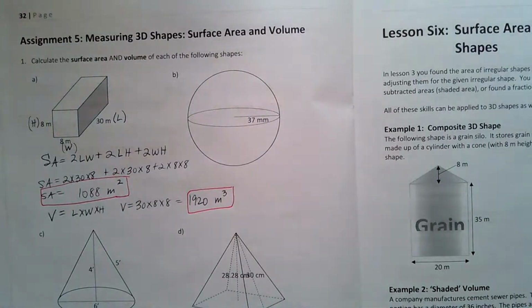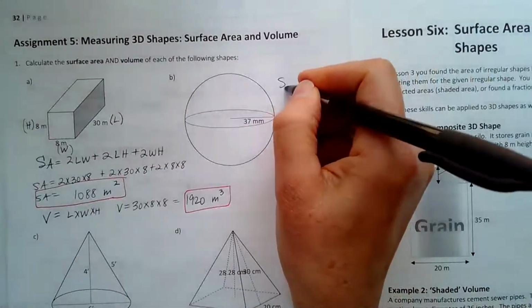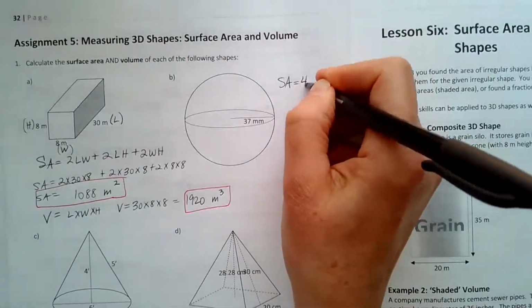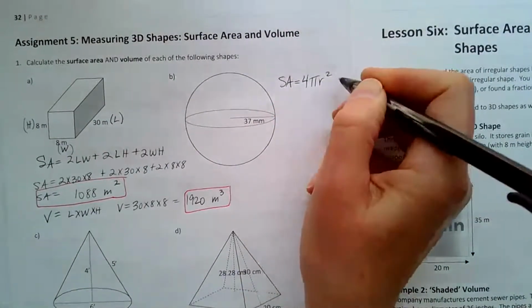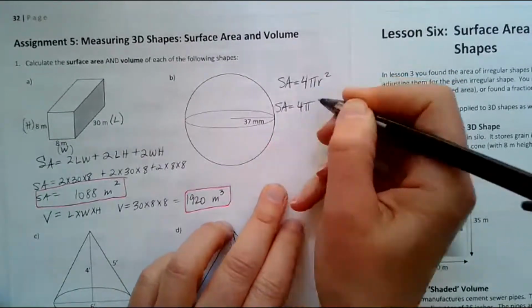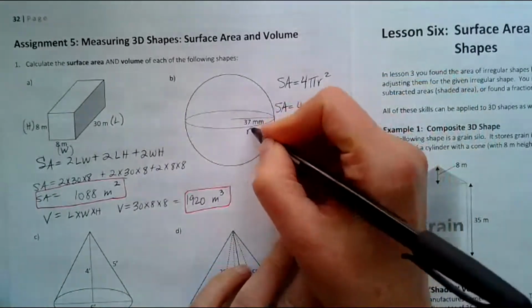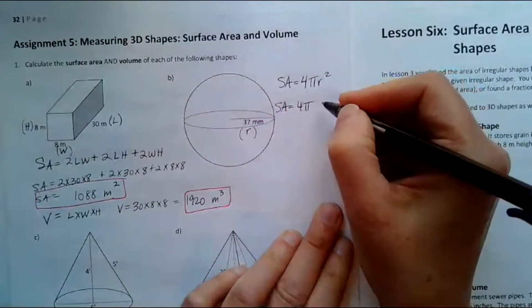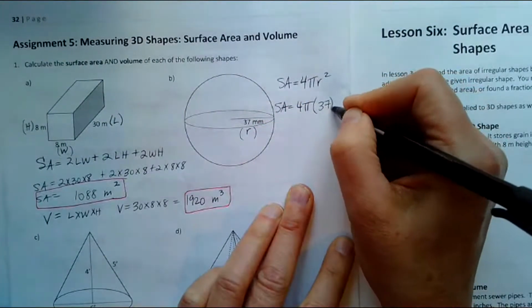So the surface area of a sphere is 4 pi r squared. So this surface area is going to be 4 pi. This is the radius, so I don't have to do anything. 37 squared.